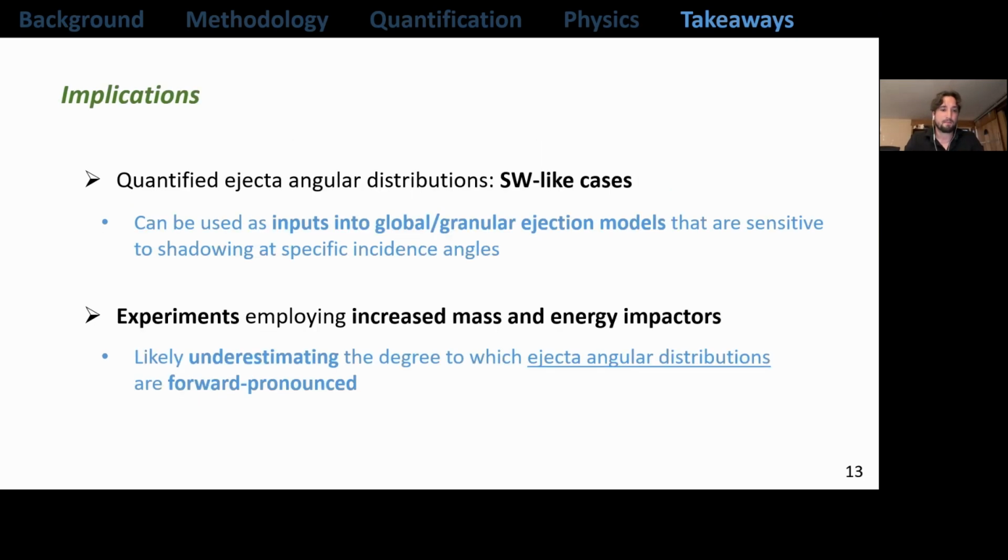And so the implications of our work: we quantified ejecta angular distributions for solar wind-like cases. These can be used as inputs into global and granular ejection models. And then experiments which employ increased mass and energy impactors are likely underestimating the degree to which ejecta angular distributions are forward pronounced, given that for krypton on silicon dioxide, the forward-backward anisotropy was much more similar to the helium case rather than the hydrogen case, and hydrogen is the primary component in the solar wind.